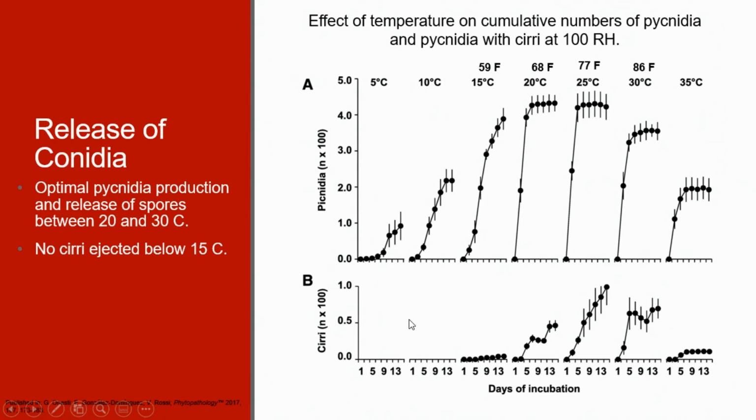Likewise, in the bottom graph here, graph B, you can see that the pycnidia released the most cirri in this same temperature range of 68 to 86 degrees Fahrenheit.